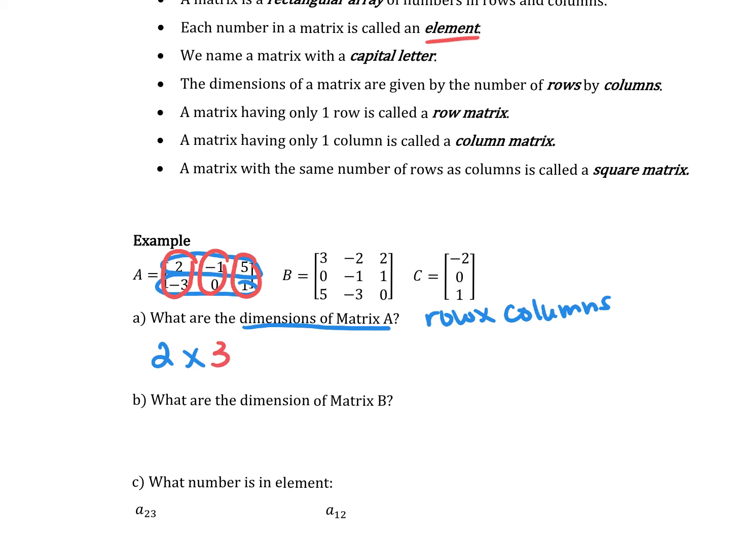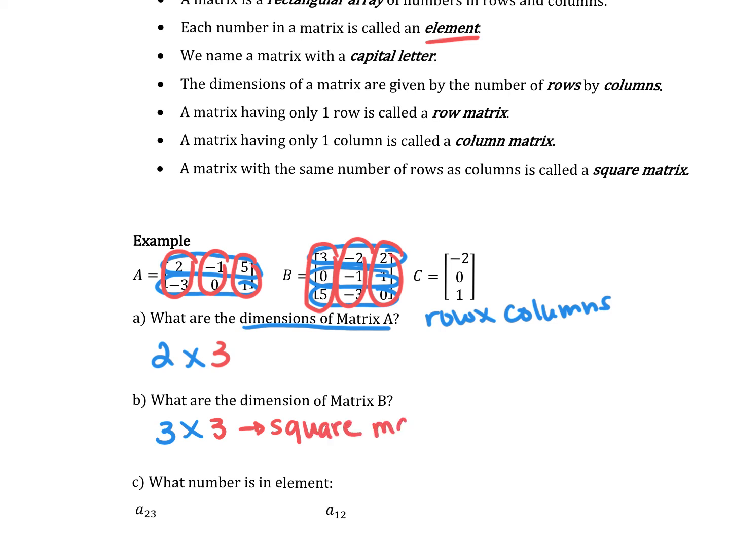What are the dimensions of matrix B? 1, 2, 3 rows by 1, 2, 3 columns. So this is a 3 by 3. And by the way, this has the same number of rows as columns. This is what we call a square matrix.